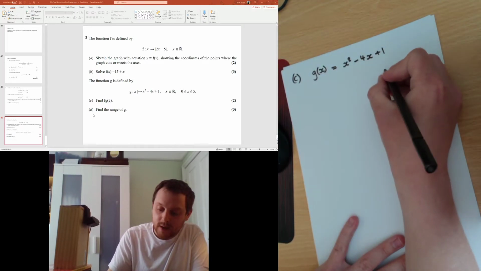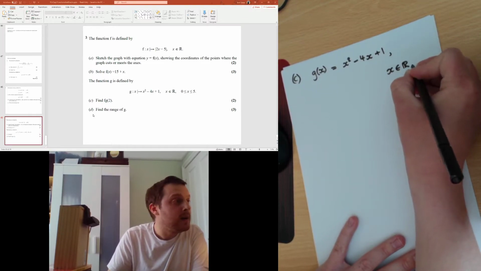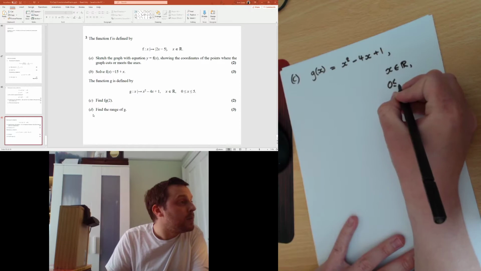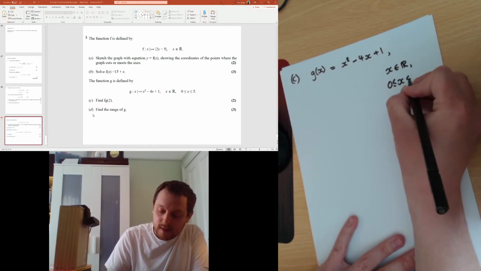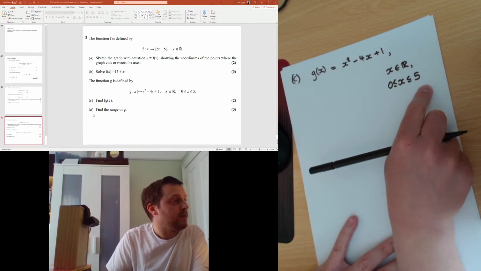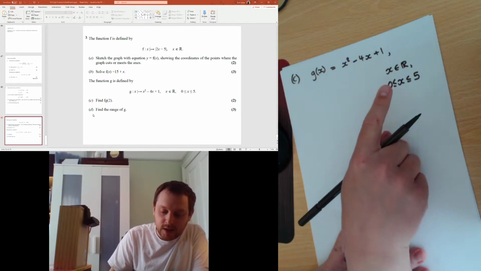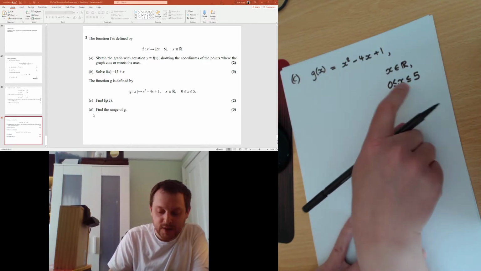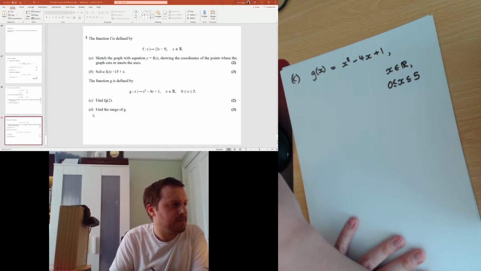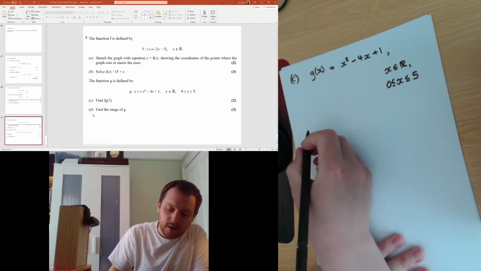And we've got some key information here. So x is a real number, but it is between 0 and 5, including 0 and 5. Okay, so that means you can only put values between 0 and 5 into G. This could be important. Okay, it's really important that you realize that.